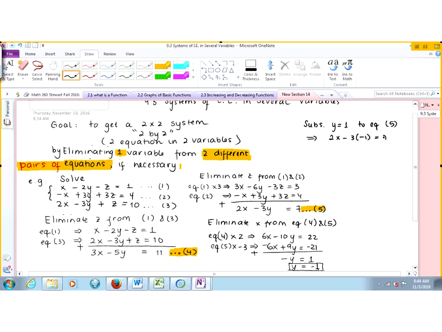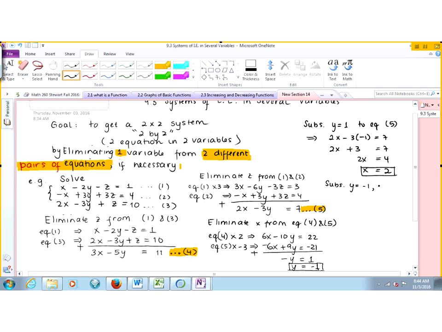So 2x minus 3 times negative 1 is equal to 7. 2x plus 3 is 7. 2x is 4. What is x? 2. Yes. Good. Now, last one, z.